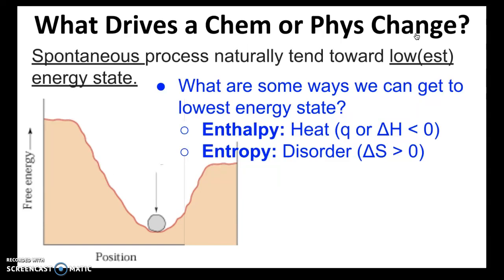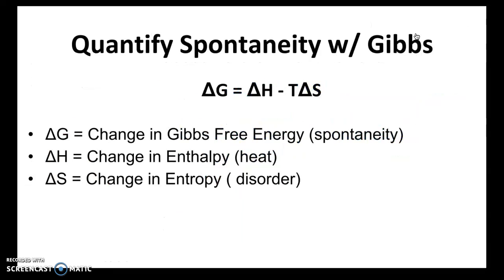So what's going on there? How do we predict that? And that's where this equation comes in. The delta G equals delta H minus T delta S. This is one of the most important equations that you should memorize. It should always be in the back of your mind. Maybe not right away, but you should really get used to thinking about this equation. So this is the equation we use to quantify spontaneity.